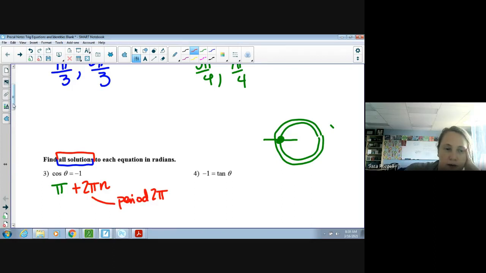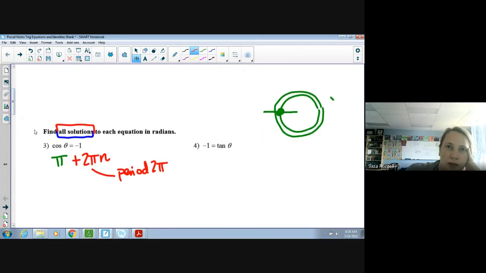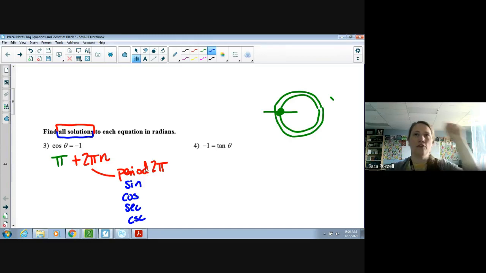Because the period, remember when we talked about our graphs, it repeated after 2 pi. So the things that had periods of 2 pi were sine, cosine, secant, and cosecant. For all of those problems, you're going to add plus 2 pi n because our period is 2 pi. It repeats after that.